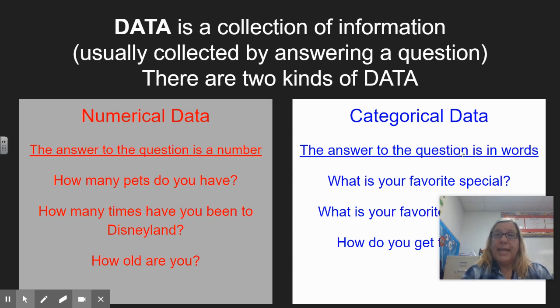So categorical data is when the answer to the question comes in words. If I were to ask you the question, what is your favorite special class? You may say your favorite special is music, and you would be answering with the word music. You might say your favorite special is library. You would answer with the word library. So you're answering in words.